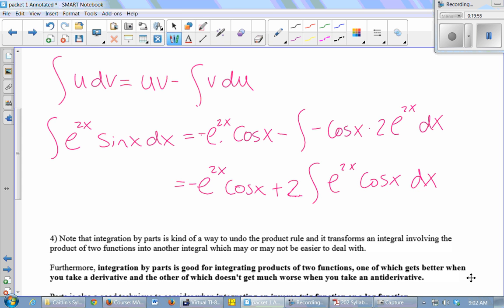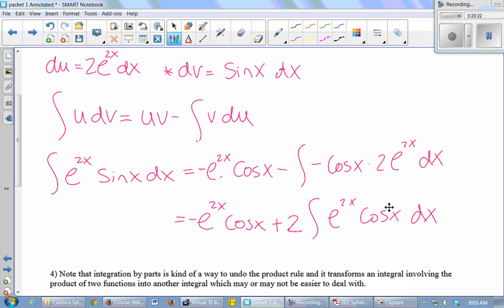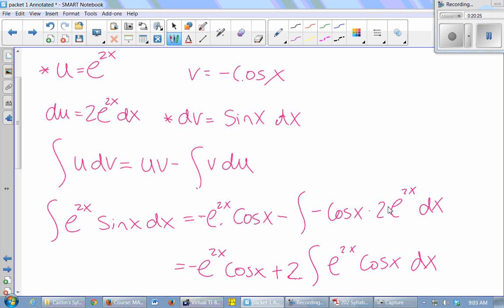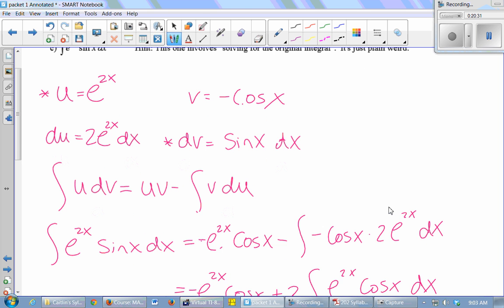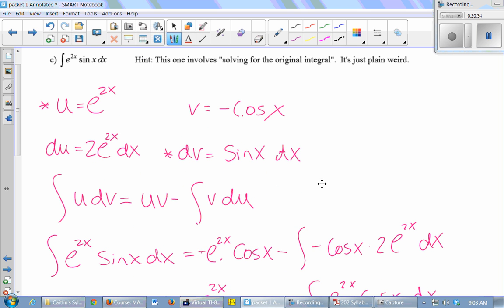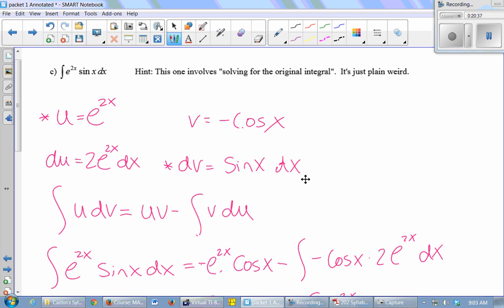So it feels like I have made no progress at all, right? Because e to the 2x cosine x dx is not any simpler than e to the 2x sine x dx. And I still can't do this unless I do by parts on this again. But is that going to help? I don't know. I think maybe we should try switching our choice of u and dv. Let's try that.